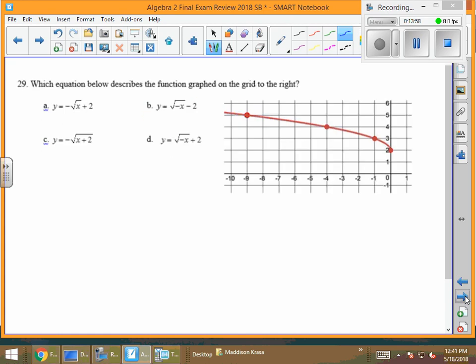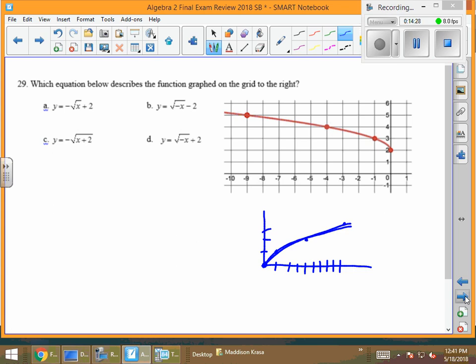All right, which equation below describes the function graphed on the grid to the right? So if we look at the regular square root function, I'm going to draw that one on here kind of roughly for us. We start at 0, 0. There's a point at 1, 1. And there's a point at 4, 2. And 9, 3. So this is kind of the general form, oops, I missed one. General form of the graph.